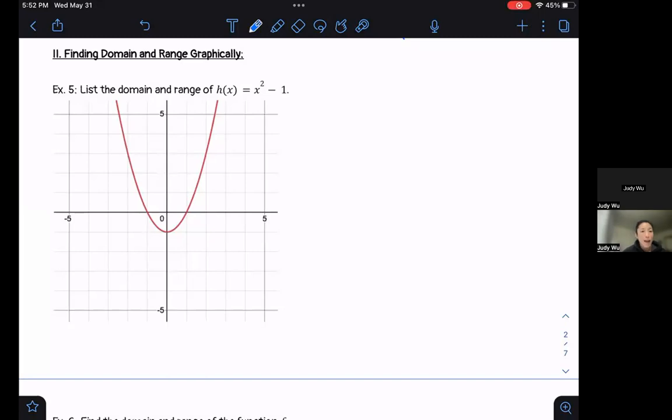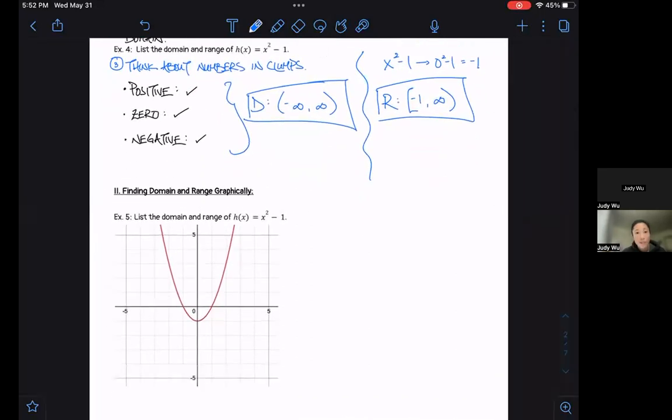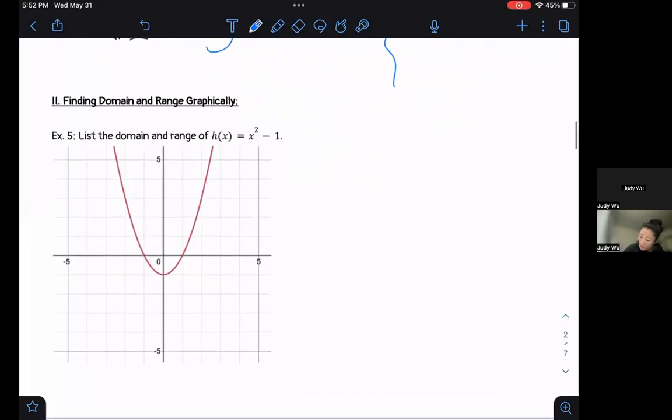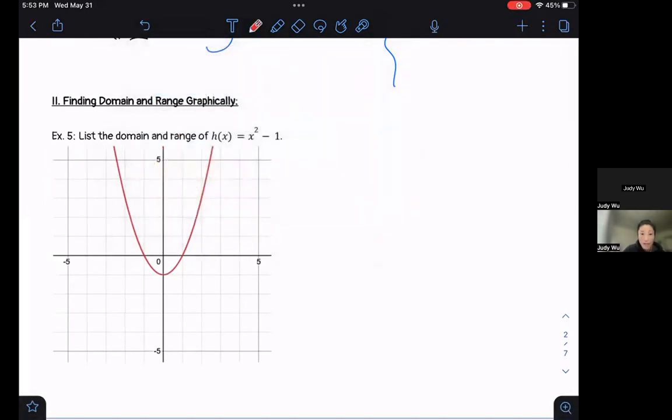So, example 5, list the domain and range of this function h of x equals, oh my gosh, x squared minus 1. This is the example that we finished off with in the previous video, right? X squared minus 1. All right, so how could we just look at a picture and tell whether or not our domain or range is restricted or whether it's all real numbers, okay?